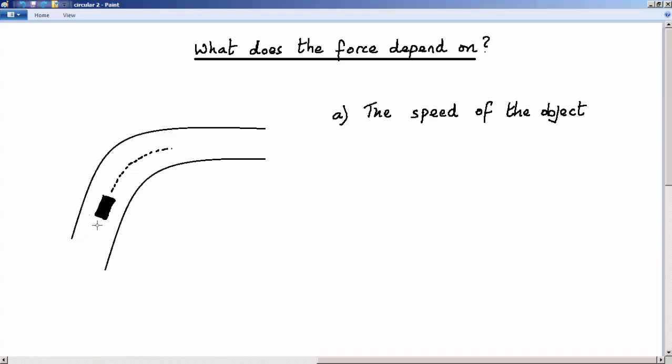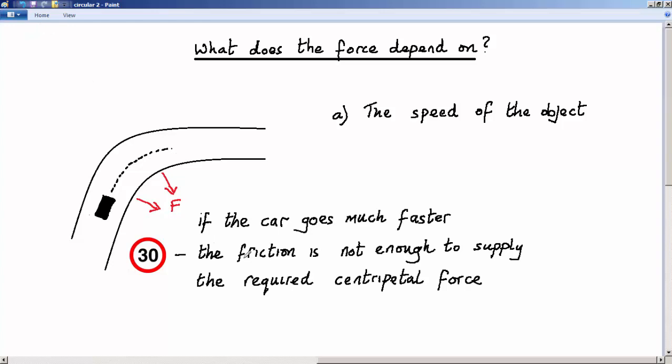Okay, so the faster the car is moving, then the greater is the centripetal force necessary to help maintain it in that circular motion. So most bends will have a speed limit telling you to slow down. They're telling you to slow down to reduce the velocity, because this reduces the size of the centripetal force necessary or required to keep the car on the road. So if the car is going much faster than this speed limit, the friction is not enough to supply the required centripetal force again, and the car could skid and have an accident.